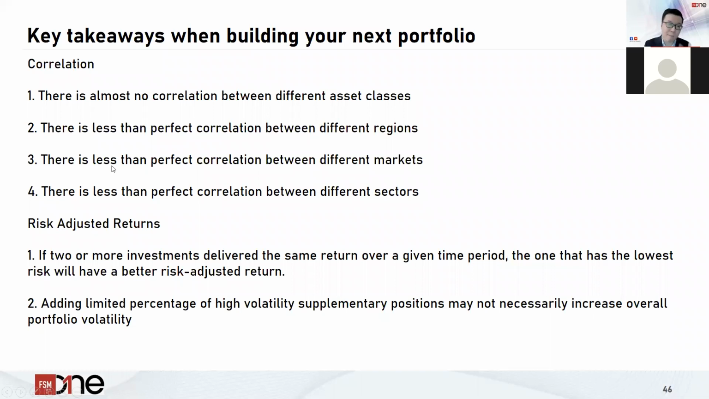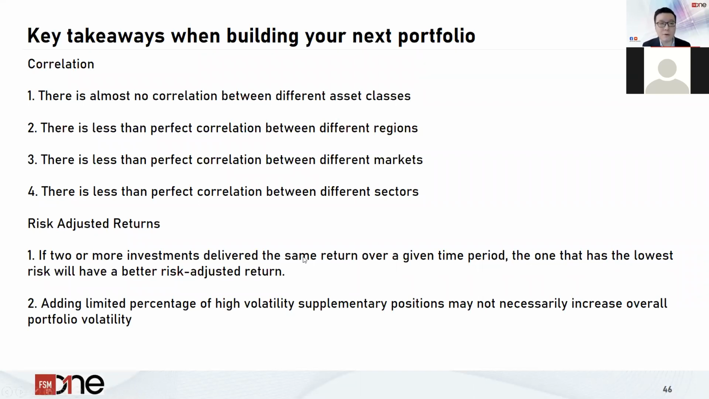Between asset classes like bonds, equities, private equity, hedge fund strategy, all these asset classes have close to no correlation with one another. And between regions like developed market, Asia, Malaysia, there's less than perfect correlation between one another. Different markets like Japan or China or India also have less than perfect correlation with one another, and so do different sectors. Which is why when we invest in a portfolio, we typically have different regions, different markets, and different sectors. And we have proven that it works using the examples before.